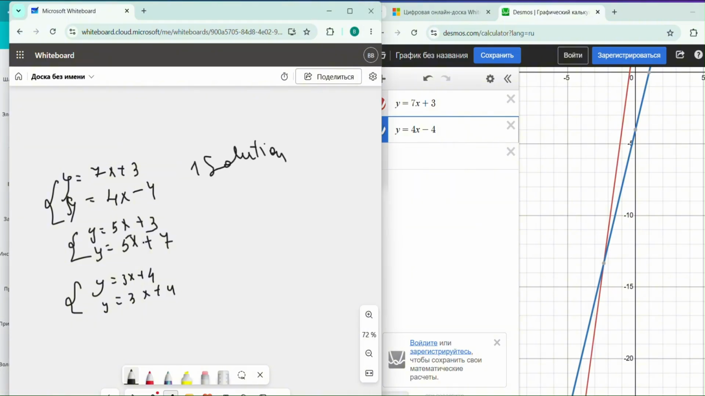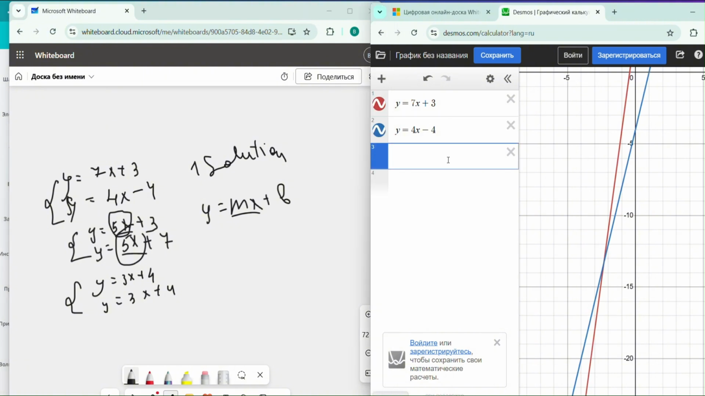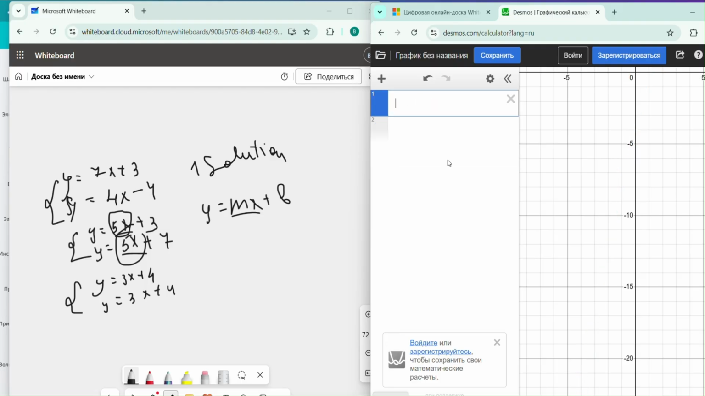In the second one, without putting it into Desmos, you can see that they have the same slope. Maybe it may be early for you to know what the slope is. The slope is basically y equals mx plus b; slope is m, but we're gonna cover it in later topics. But if you type these two into Desmos, which I'm gonna do right now, you will see that they don't intersect at any point.